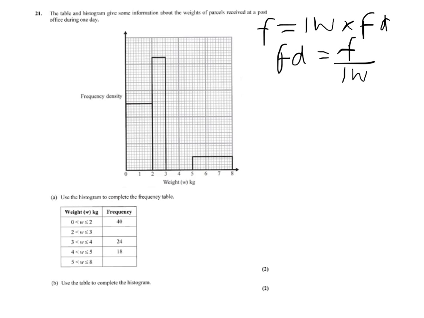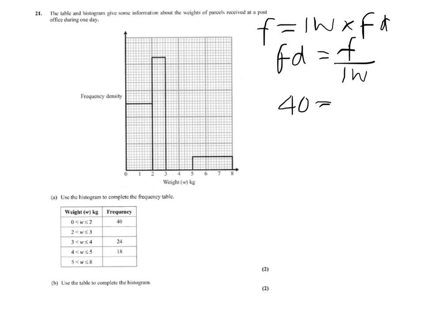Okay, histogram question, and we are asked to use the histogram to complete the frequency table. So we need to find the frequencies. So we need to find the frequency densities from the information given in the table, and then work our way to the frequencies. Well, what we can see from our first piece of information is that the frequency is 40 with a width of 2.